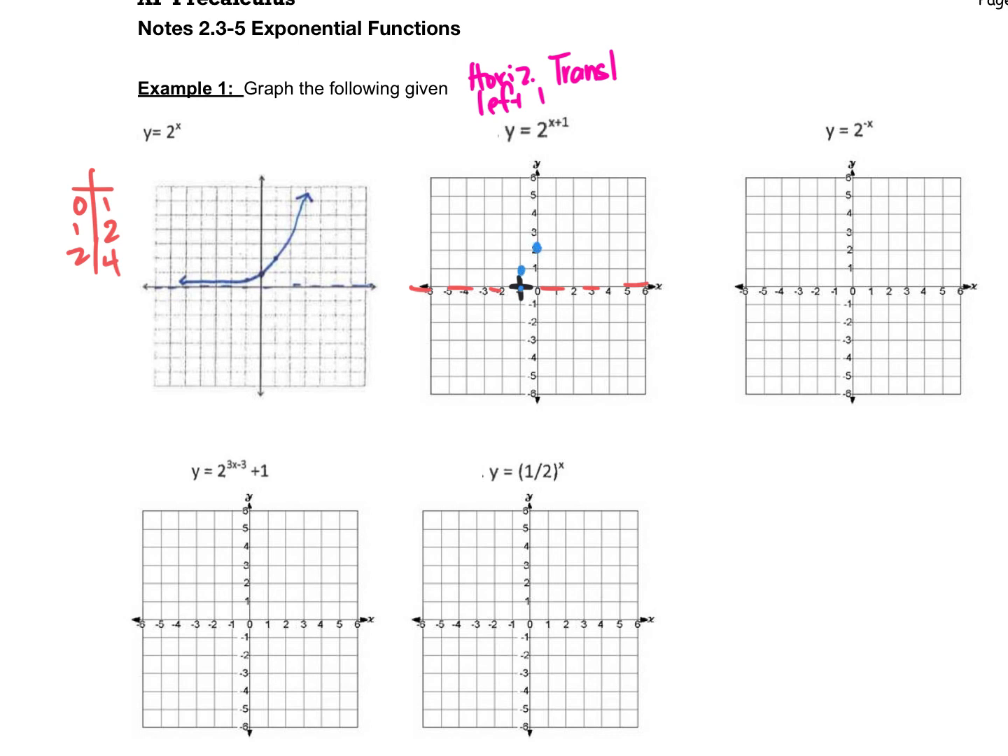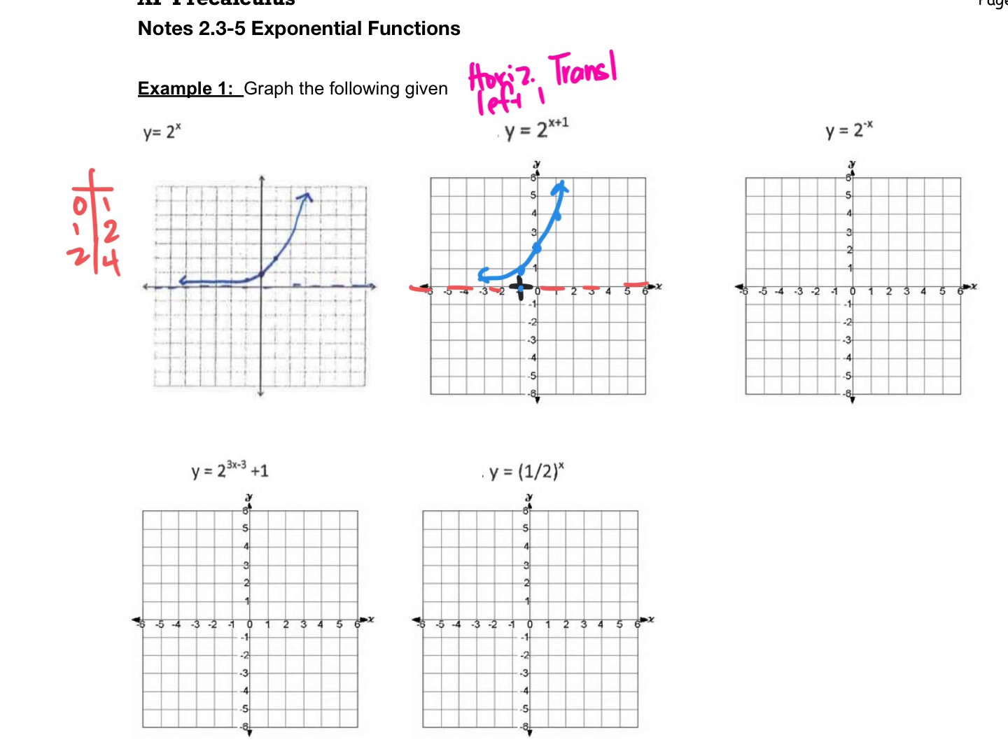1, 2, 4. Be careful when you're graphing an exponential function. You never want it to actually hit the asymptote. Let it get close, but don't let it hit it.